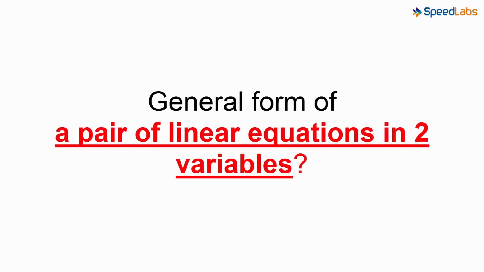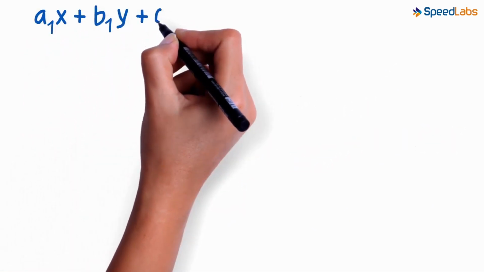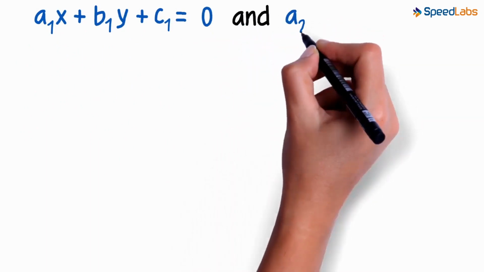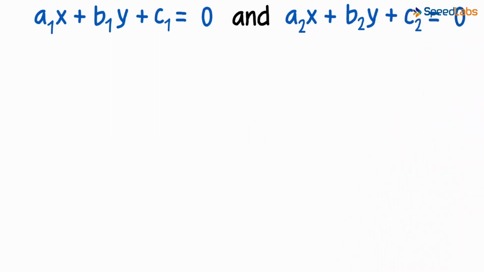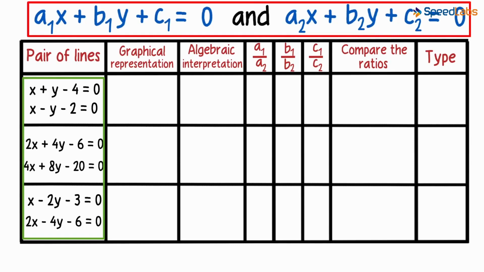Do you remember the general form of pair of linear equations in two variables? The first equation is a1x plus b1y plus c1 equals 0. And the second one can be written as a2x plus b2y plus c2 equals 0. On this note, let's write the 3 pairs of equations we'd seen in our videos. We've written the equations keeping the general form in mind.